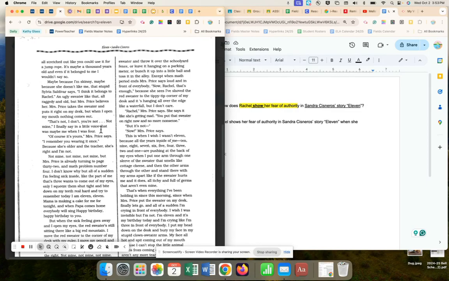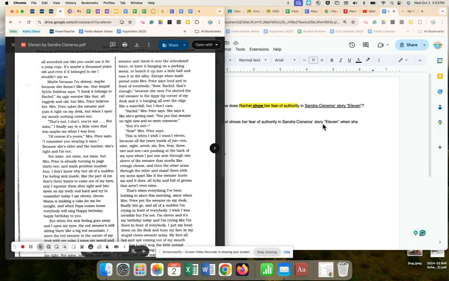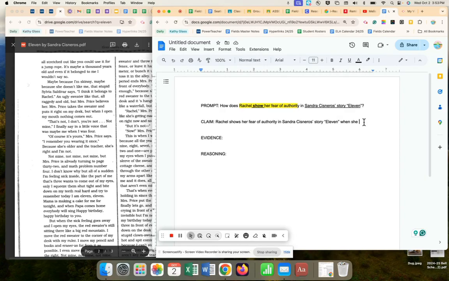Now this piece of evidence is interesting because it has a quote within a quote. I'm going to show you how to do that too. But before I use that, I need to finish my claim. Since my quote has stuttering, I'm going to use stuttering. Rachel shows her fear of authority in Sandra Cisneros' story "Eleven" when she stutters.